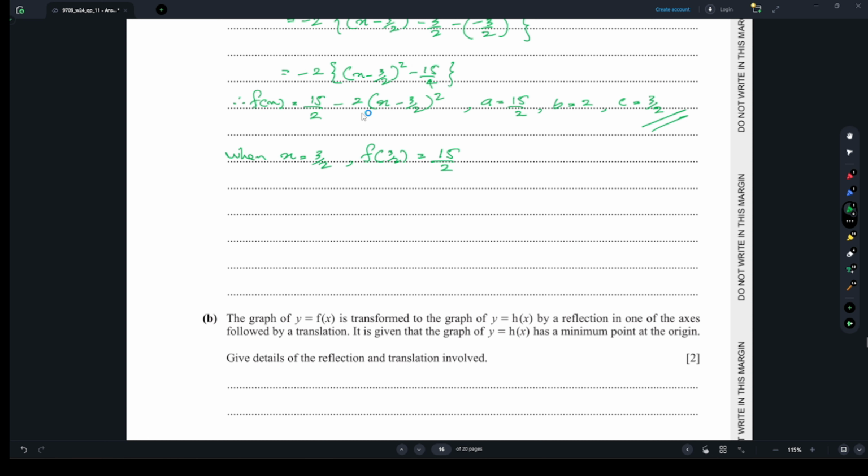And then times -2. So that means always their value is subtracted from 15 over 2. So for other x values, you will receive an answer for f(x) which is less than 15 over 2. So the maximum value you can have for f(x) is 15 over 2, right? Therefore, the range of f(x) is less than or equal to 15 over 2. That's it. It's kind of a logic.